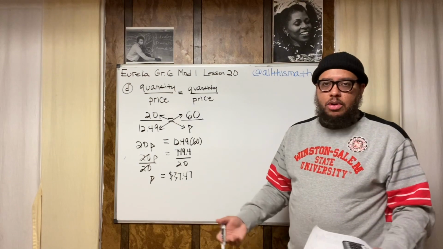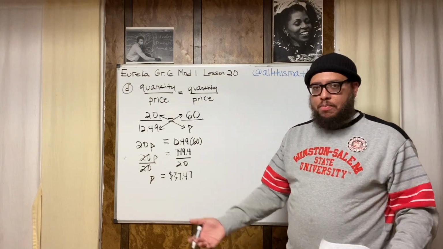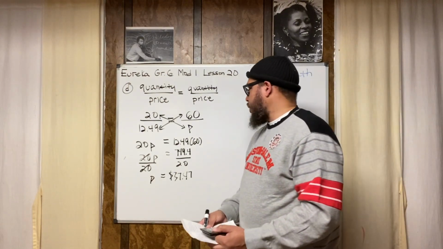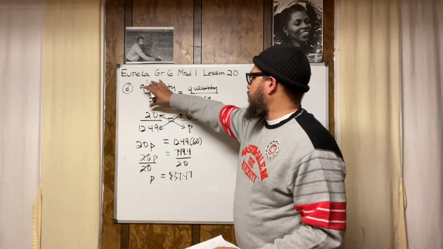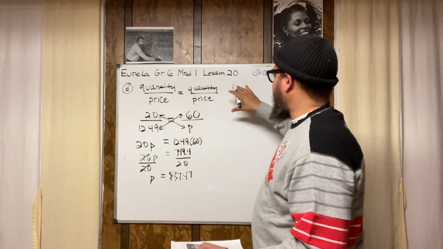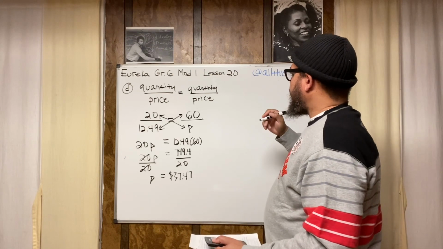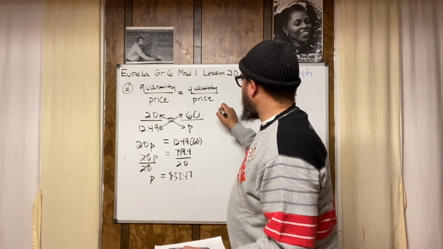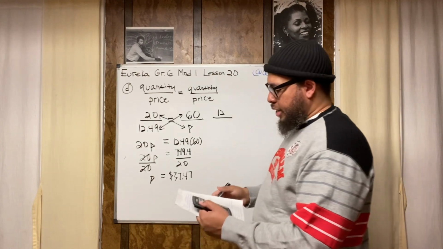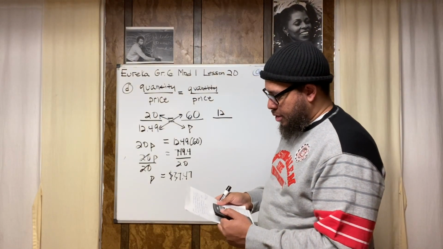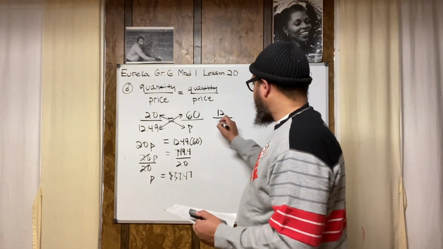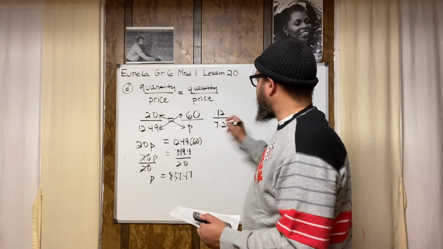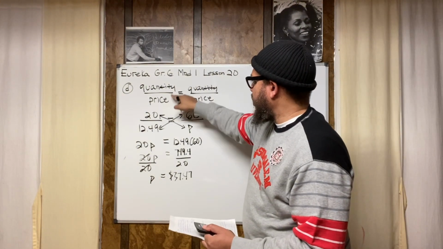Now, Mr. Steiner wants to know, okay, well, what's cheaper? Should I do the 12 packs or should I do the 20 packs? So now we're going to use the same proportion, right? Now we're going to do for the 12 packs, we're going to do 12 over, and a 12 pack costs $7.20, right? So we're going to put 12 over 7.20 because it's quantity over price.